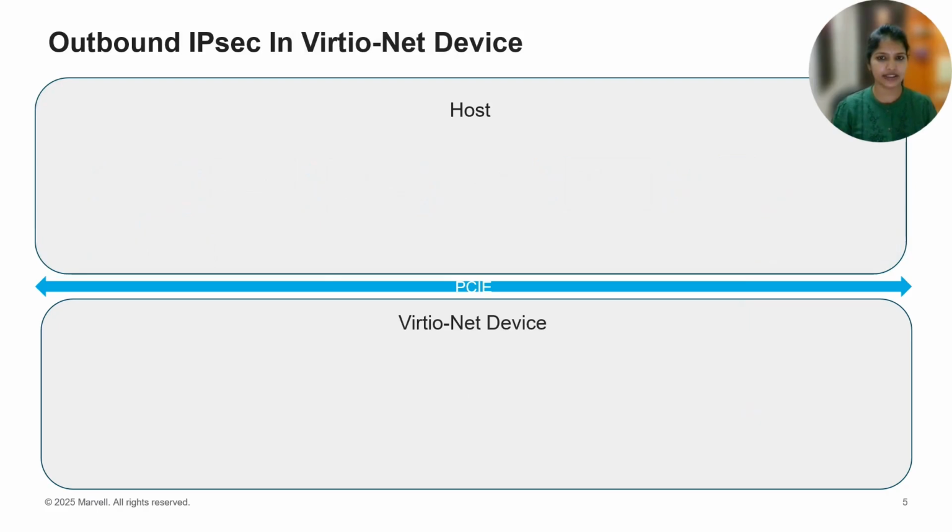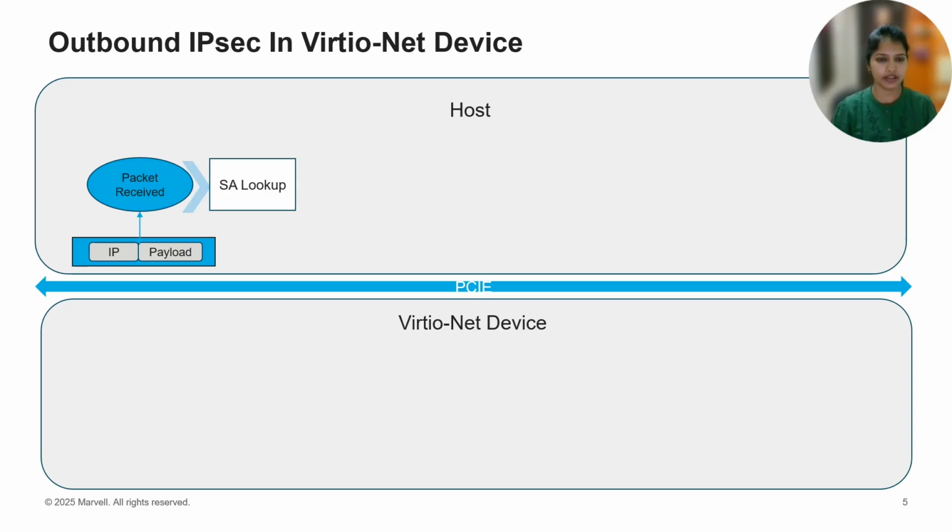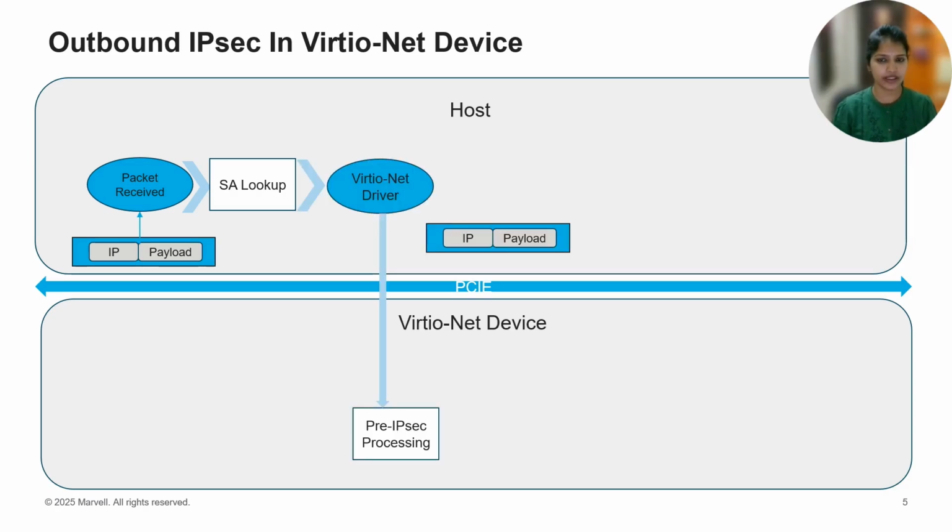When IPsec processing is accelerated within the virtio-net device, the host's role in handling IPsec processing changes significantly. Instead of performing the entire IPsec processing workflow, the host now only needs to perform the SA lookup. This involves identifying the appropriate SA for the packet, which contains the necessary parameters for IPsec processing. Once the SA lookup is complete, the host provides the plain packet to the virtio-net device. The virtio-net device then takes over the IPsec processing responsibilities.